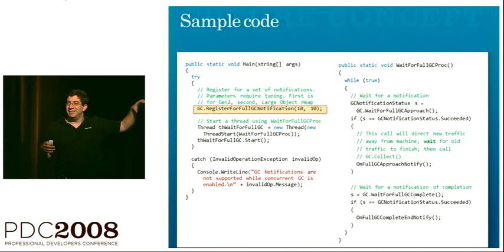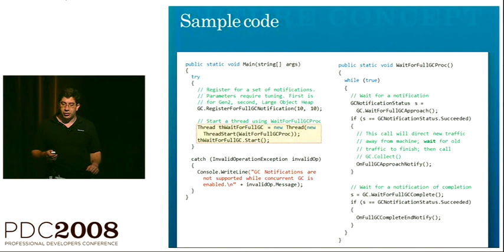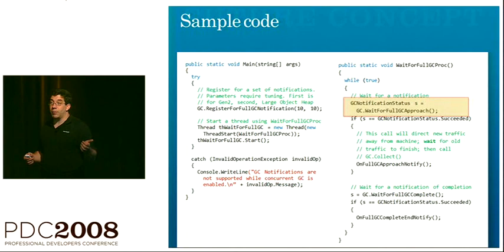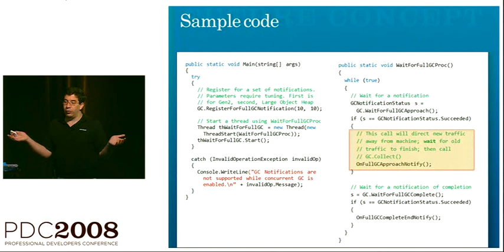Then the next thing you're going to have to do is start up a new thread that's going to wait for that notification to happen. And then after that, you're going to have to actually call GC.WaitForFullGCApproach. That's a blocking call. When that succeeds, you know that Gen 2 garbage collection is almost here. At that point, this is where your own code comes in. You have some work to do. You're going to have some sort of OnFullGCApproach notify code you would write yourself.